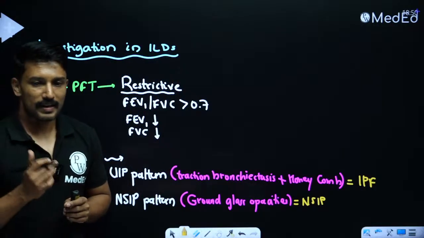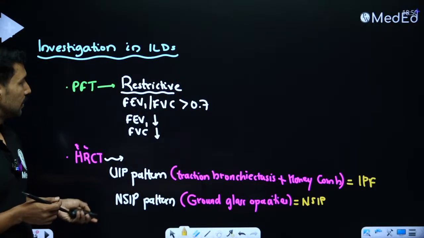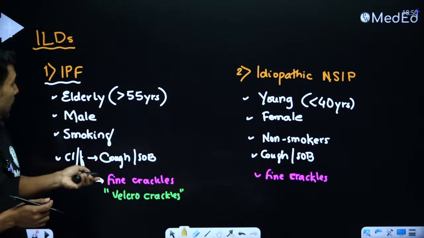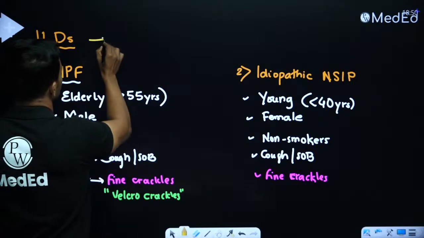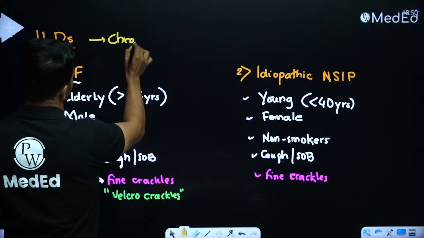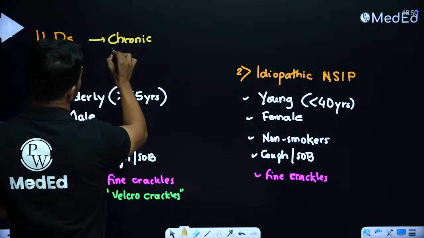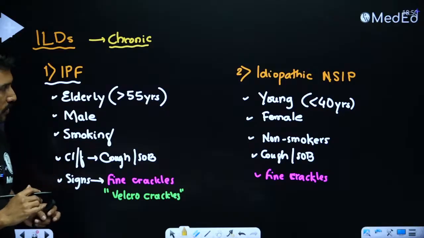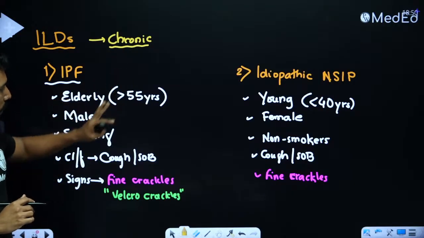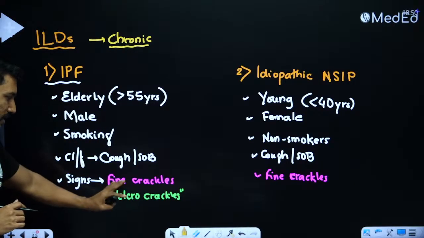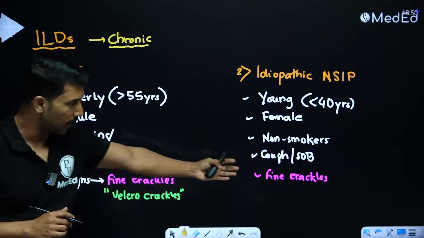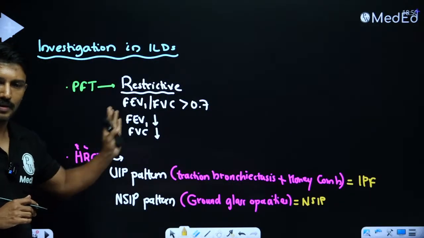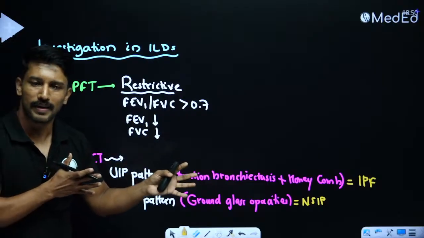So now how do I recognize ILDs? In ILDs, PFT will show the restrictive pattern, and ILDs are all majorly chronic disorders, except some hypersensitivity pneumonitis, acute hypersensitivity pneumonitis. So a chronic disorder with cough, shortness of breath, the examiner mentioning velcro crackles or fine crackles, and PFT giving the restrictive picture is going in favor of ILD.